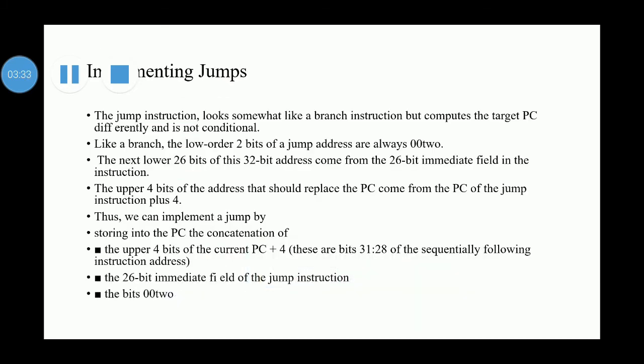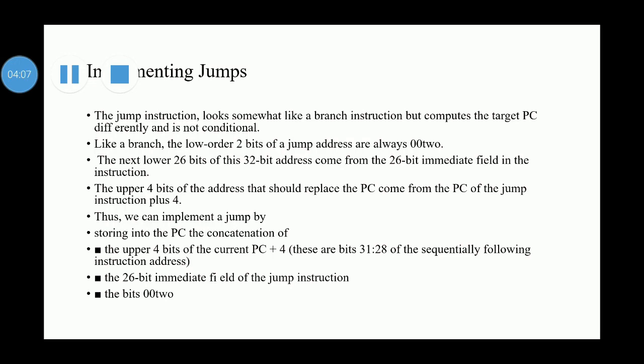Now, implementing jumps. The jump instruction looks somewhat like a branch instruction, but computes the target program counter differently and is not conditional. Like a branch, the low order 2 bits of a jump address are always 00 in base 2. The next lower 26 bits of this 32-bit address come from the 26-bit immediate field in the instruction. The upper 4 bits of the address that should replace the program counter should come from the program counter of the jump instruction plus 4.